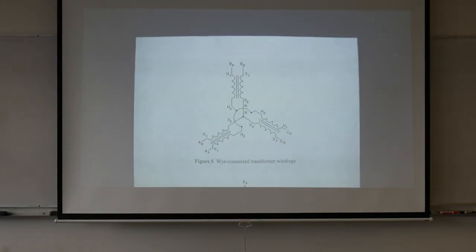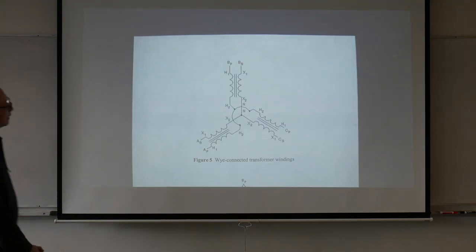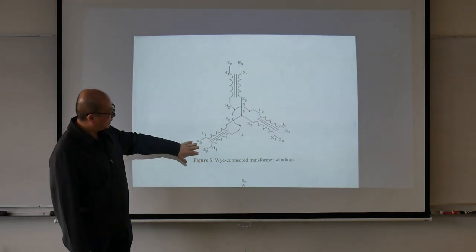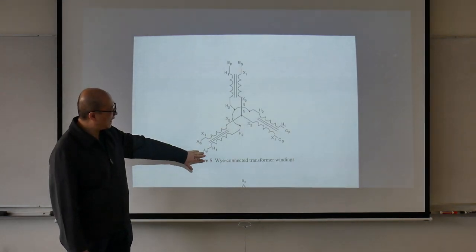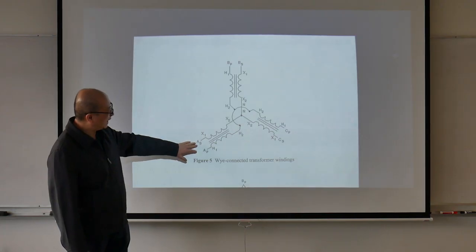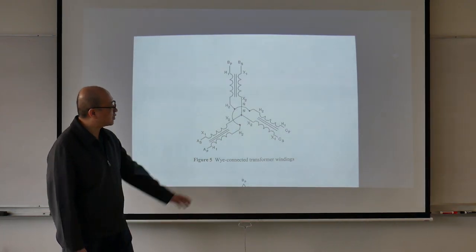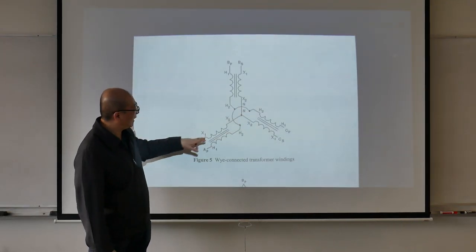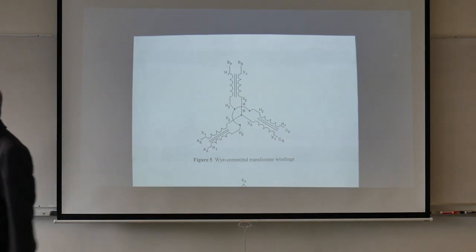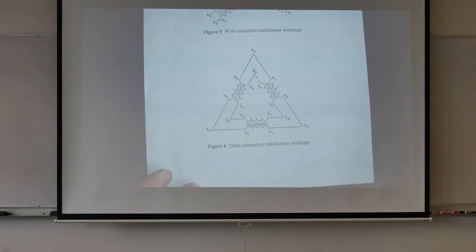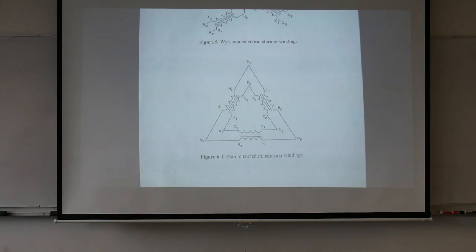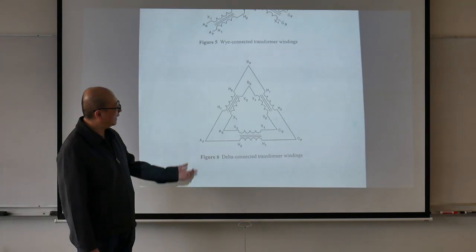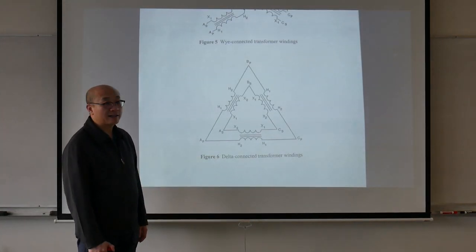Here is a Y-connected transformer. Each phase is wired on the same core. Here's phase A, the primary side, the high voltage side, and the secondary side, the low voltage side. Here's a Y connection. You can see the primary side has a neutral point, and the secondary side also has a neutral point. And this one is a delta connection. Same thing, each phase will be on the same transformer core, phase A, phase B, phase C.